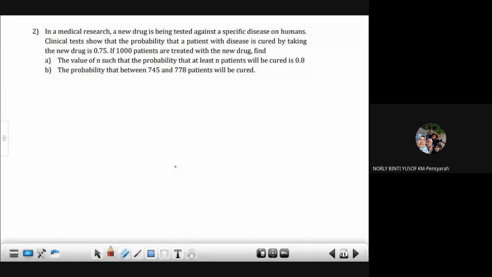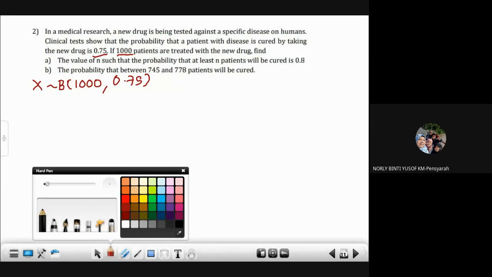So tengok pada soalan. In medical research, a new drug tested against a specific disease on human clinical test shows that the probability with disease ada 0.75. So you pun baca, oh kita ada probability of success, kita ada N 1000. Oh, dalam kepala you tahu soalan ni adalah distribution binomial. So pun you tulislah distribution you N 1000 and then you punya probability of success P 0.75. Macam mana you baca dekat soalan binomial dekat chapter 6. So you tulis.